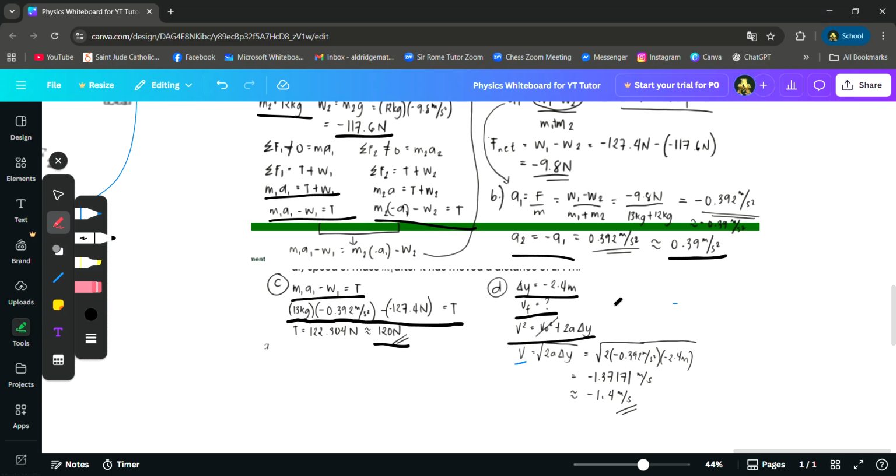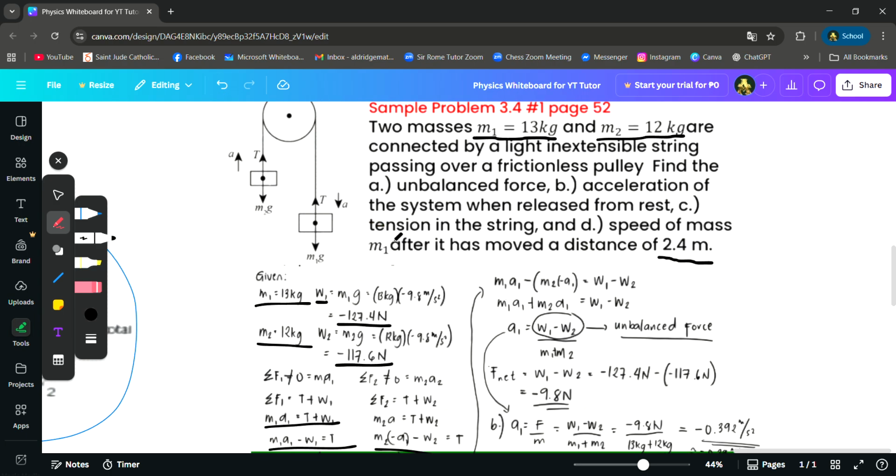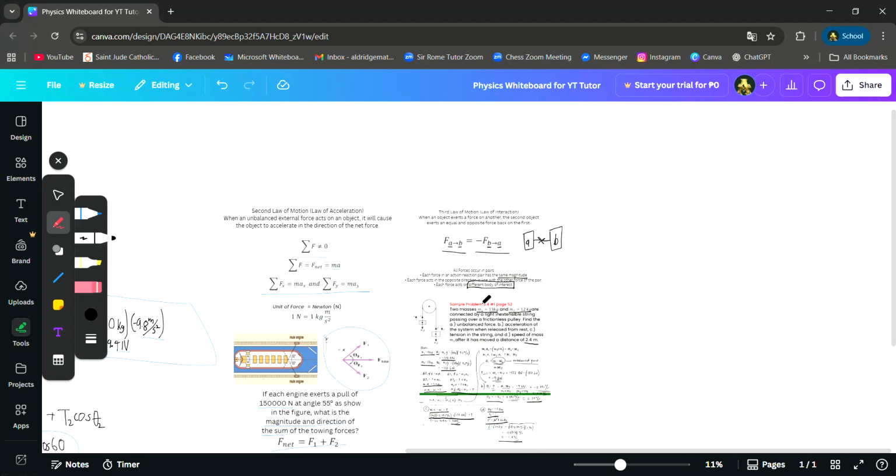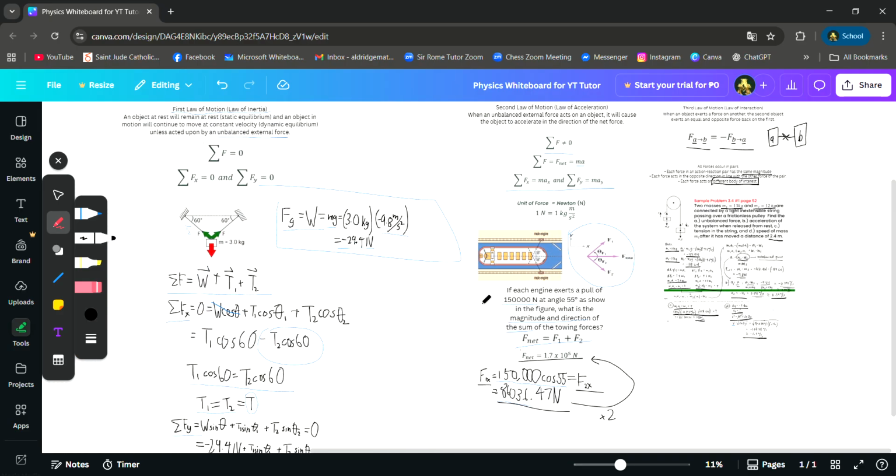Since there is no initial velocity because it was at rest, we just cancel that out. So we square root both sides to get rid of the square here. So the square root of 2 times negative 0.392 meters per second squared times negative 2.4 meters. We put that in the calculator, and that's about negative 1.4 meters per second. That is the third law, and that is it.